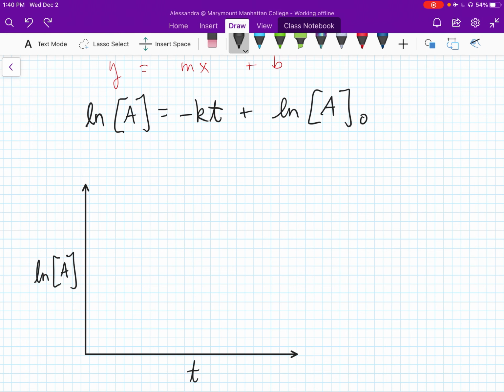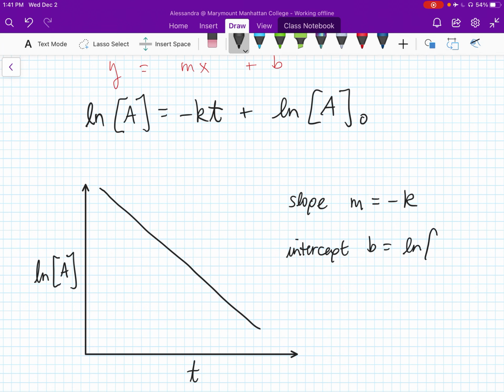So that equation, if I plot the natural log of A versus t, it's going to give me a straight line. So a first order reaction gives a plot of the natural log of A versus t with a straight line like this. The slope of the line is going to be equal to negative k. This is kind of similar to how it was with zeroth order kinetics. And the y-intercept, b, is going to be equal to the natural log of that initial concentration, as you can see from the equation just above.